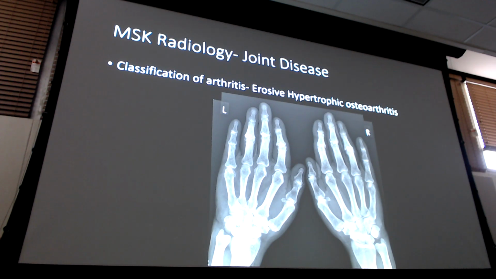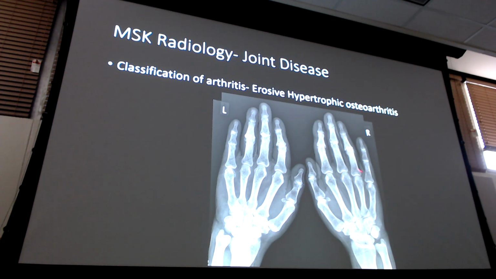Here's another picture. And if you look at this one's more clear, right? You see that gull wing deformity on some of these joints right here on the right one, right? Fourth digit, right? You kind of see it here on the second digit on the left, right? This one's a little more clear. But this is where you get that little gull wing deformity, the erosive hypertrophic arthritis in your DIP and your PIP joints.